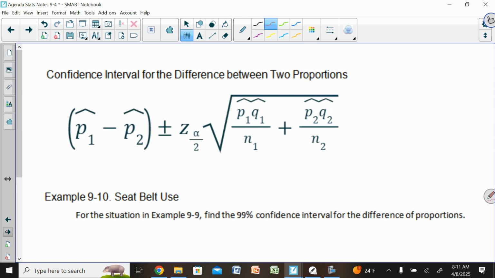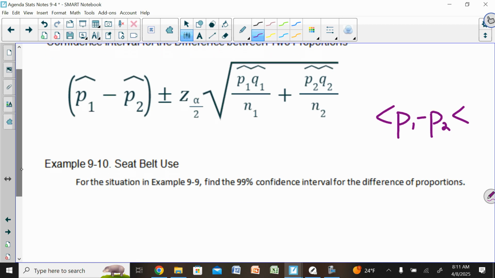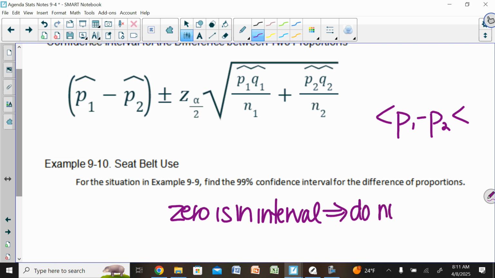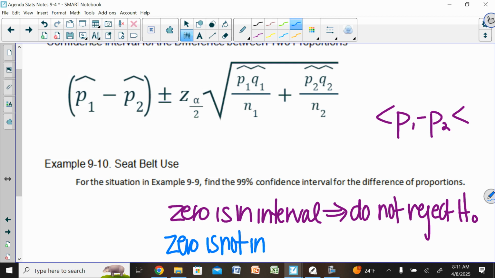And in the middle of my confidence interval, I would have p1 minus p2. So remember, if 0 is in the interval, it supports do not reject H sub 0, because we like that they are equal to each other. If 0 is not in the interval, that supports reject H sub 0.